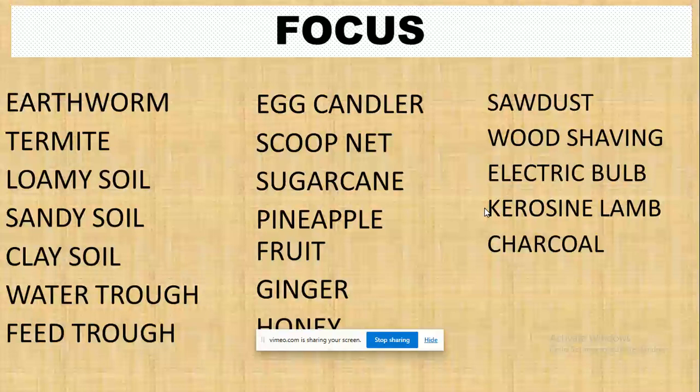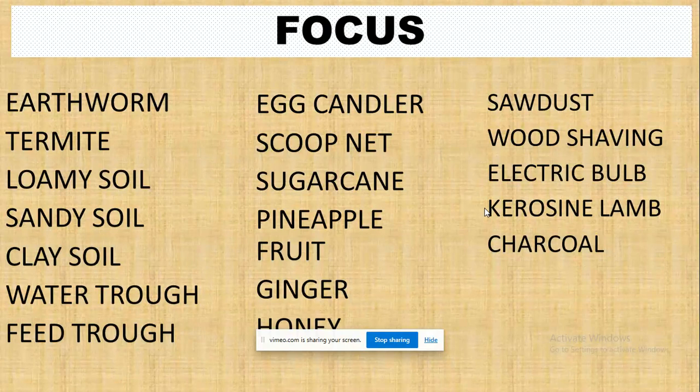This is our focus, what we are going to focus on today as far as agric practical is concerned. So today I'm going to show you what we call earthworm, all these specimen, for you to understand. We are going to briefly explain some of the importance and the functions of the specimen. Then some will be drawn, then how to label. Then we have earthworm, we have termites, we have loamy soil. As you can see the specimen on the screen.